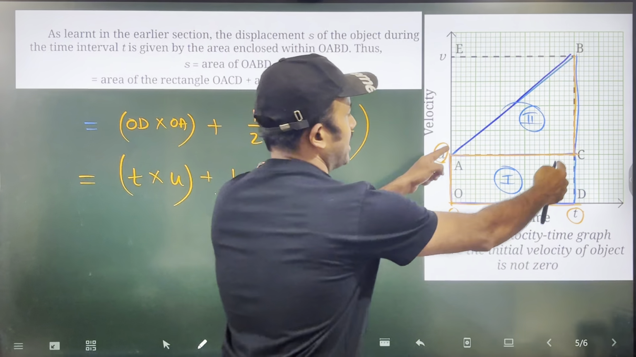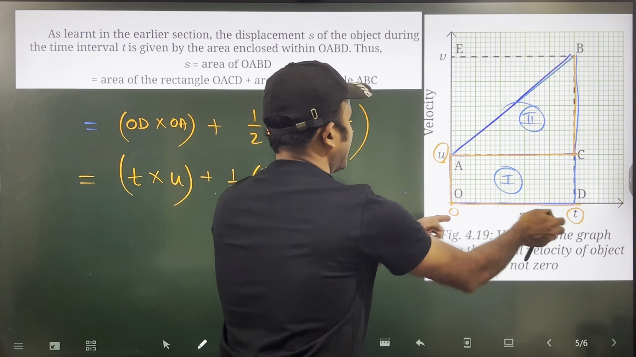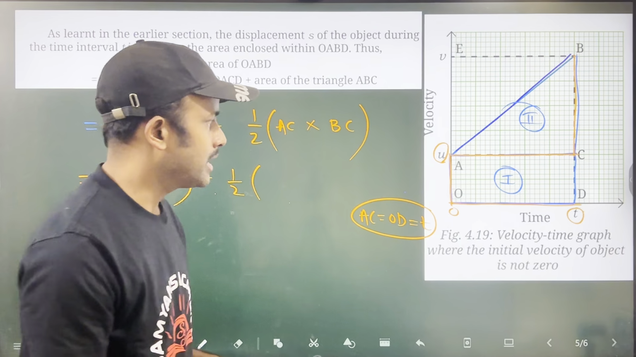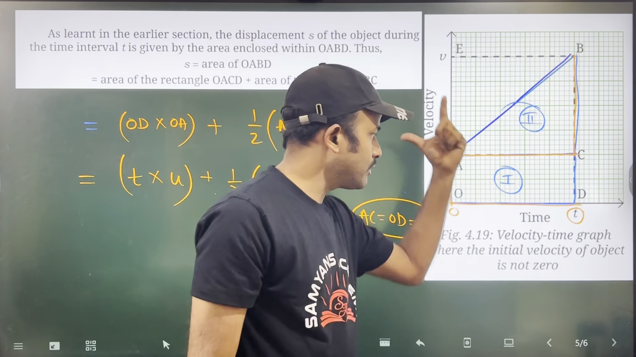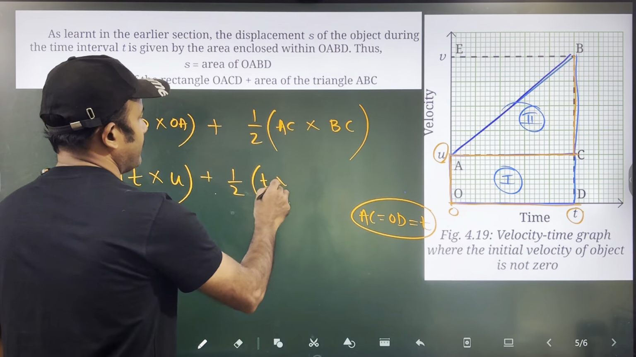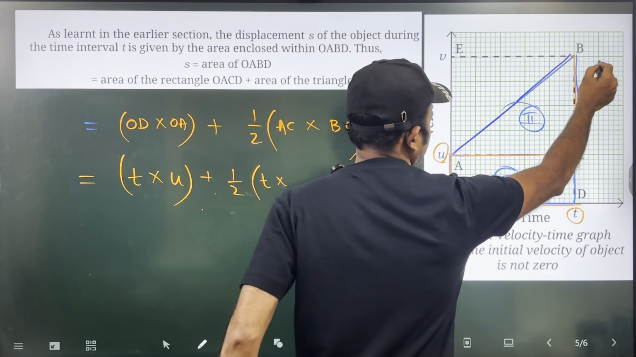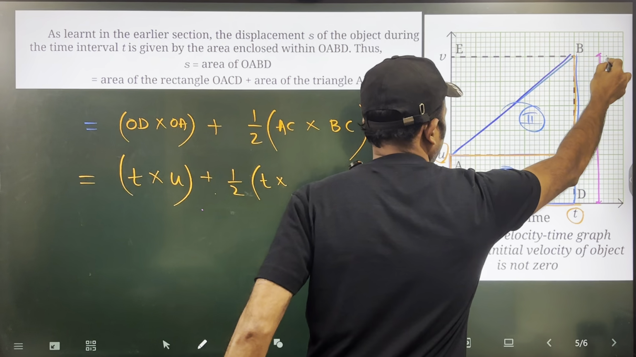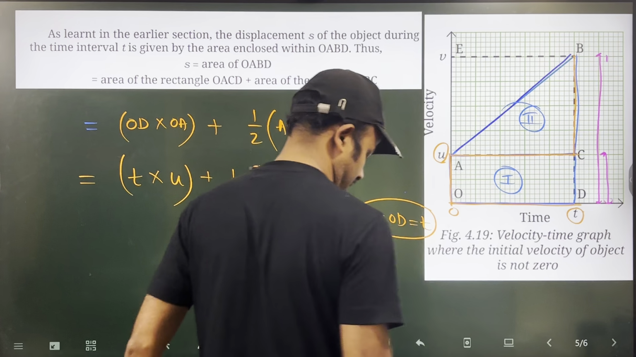AC is equal to OD, yes or no? What is the OD value? OD is nothing but time. So AC and OD are both the same. In a rectangle, opposite sides are equal, so the OD value is equal to the AC value. The AC value gives you time, so you write here time. Now BC, how can you get BC? For BC, you consider the total length BD, and from that you subtract CD.